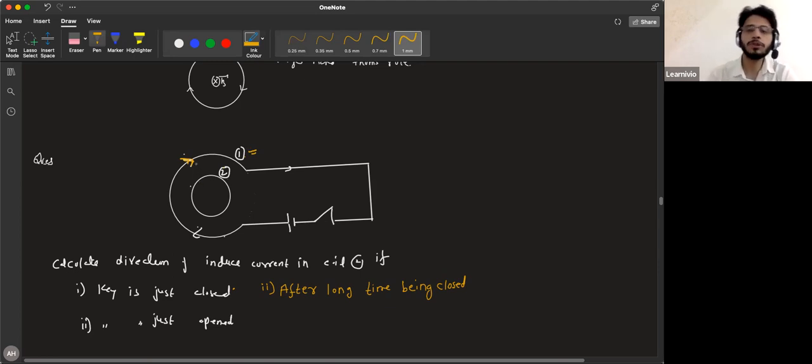You apply right-hand thumb rule. Just curl your finger along the sense of current. Where is the thumb going? The thumb is going inwards, right? Inward. So the magnetic field is inward.